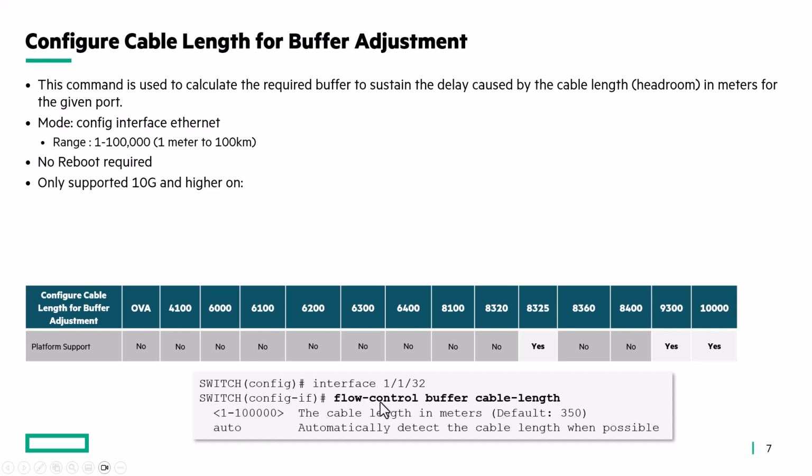And we can see an example of this command when we jump into an interface on one of these switches. We can run the flow control buffer cable length command. And of course, that gives us the option of 1 meter to 100 kilometers. Or we could leverage the auto feature, which automatically detects the cable length when possible.